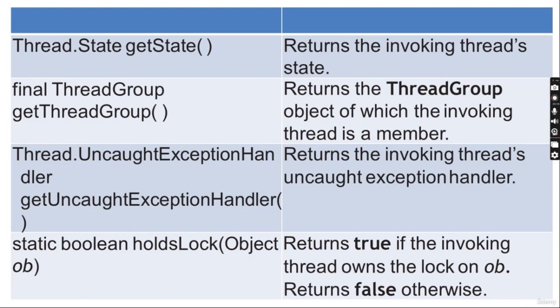Thread.State getState returns the invoking thread's state. final ThreadGroup getThreadGroup returns the ThreadGroup object of which the invoking thread is a member. Thread.UncaughtExceptionHandler getUncaughtExceptionHandler returns the invoking thread's uncaught exception handler. static boolean holdsLock(Object) returns true if the invoking thread owns the lock on the object, and returns false otherwise.